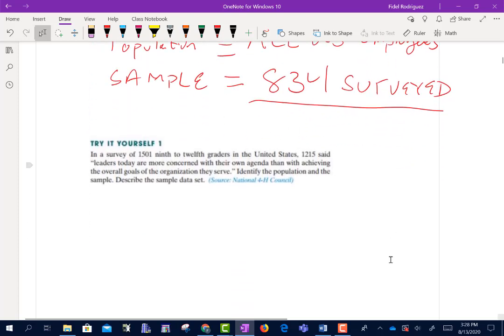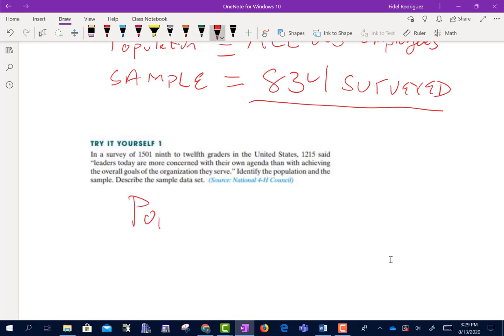All right. Same thing for the next one here. It says in a survey of 1,501 9th to 12th graders in the United States, 1,215 said leaders today are more concerned with their own agenda than with achieving the overall goals of the organization that they serve. Identify the population and the sample and describe the sample data set.